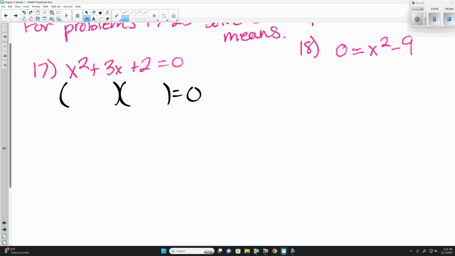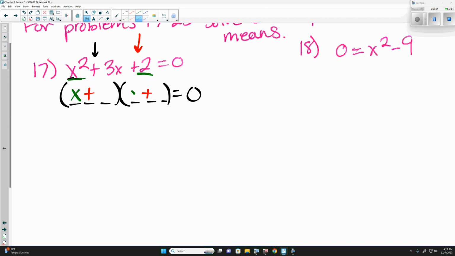do is get rid of any greatest common factors. Well, there's not any. So we do our 2 sets of parentheses with 3 spaces. Since the third term is positive, our signs are the same and match the sign of the middle term. So we have plus and plus. Now we need to find the factors of the first and third term.